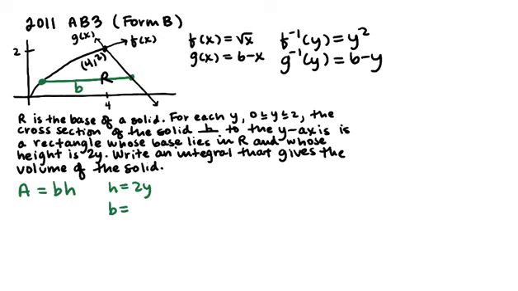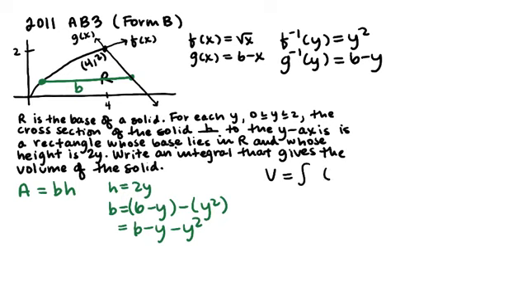So base will be right minus left. The one on the right is the line, so that's x equals 6 minus y. And the left is going to be x equals y squared. So that's 6 minus y squared. Now the volume is going to be the integral of area, and y is going to run from 0 to 2, it looks like.